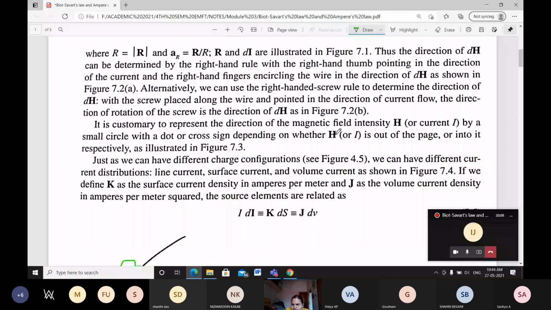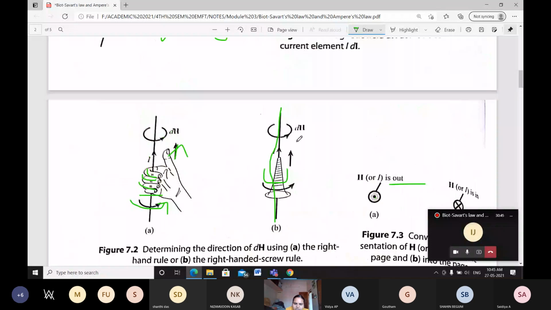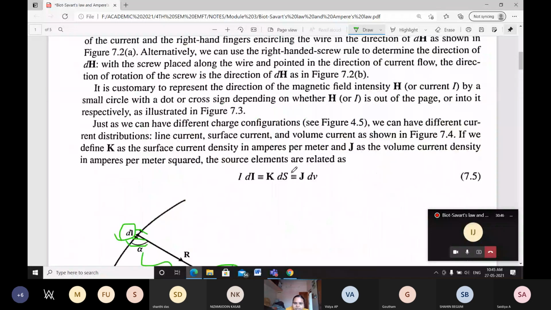What it is telling, observe here. If it is a dot within a circle, then this represents out of the page, that is H or I is out. Then when it is represented with a cross, it is going into the page, showing how our current or our magnetic field intensity is flowing. That's why here it is moving inwards.